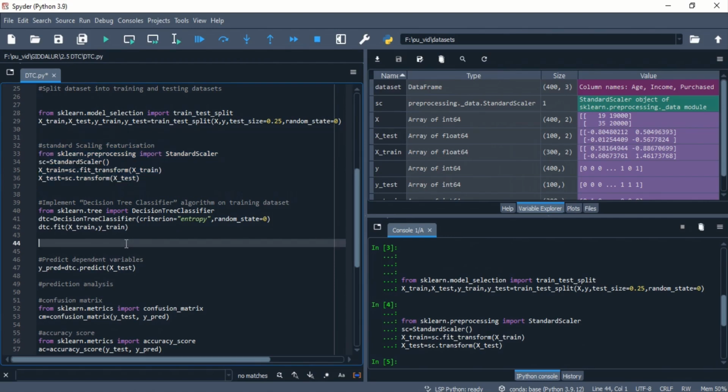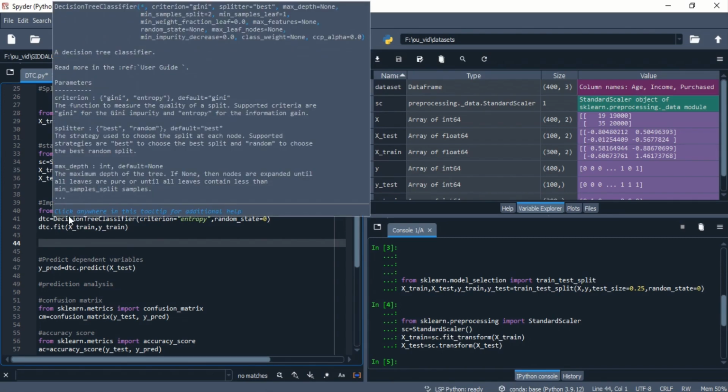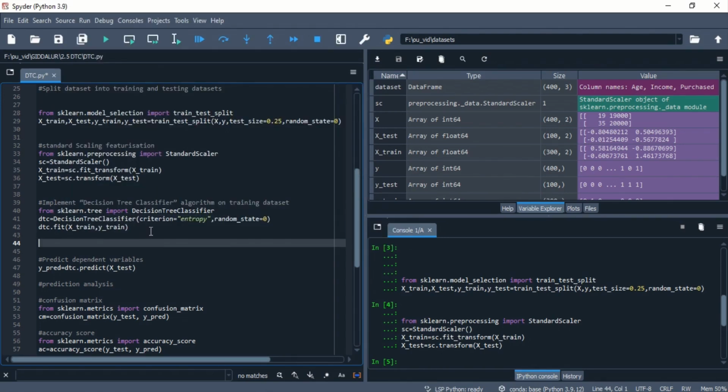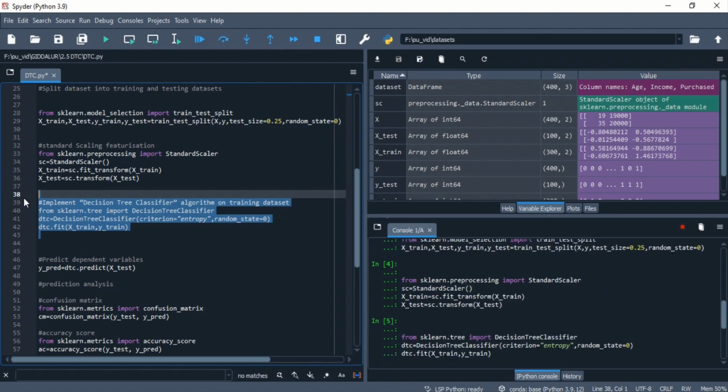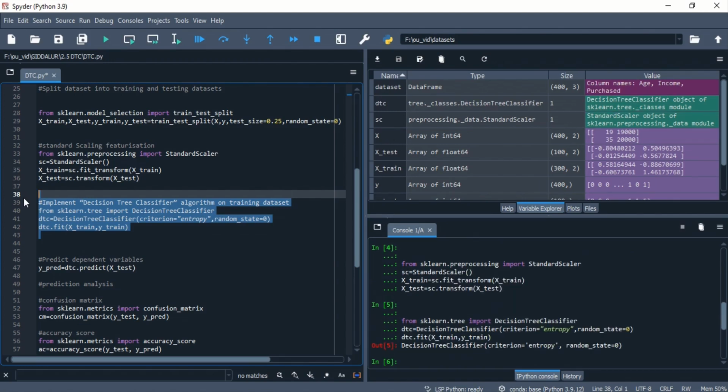Now here is the main chunk of code to understand the decision tree classifier. From the sklearn package, I am using the tree class, and from the tree class I am importing the DecisionTreeClassifier class. I am creating an object of DecisionTreeClassifier, and the criterion which I am giving is entropy, and I have set the random state as 0. Now I am fitting my training dataset into this decision tree classifier algorithm. It has been successfully executed.